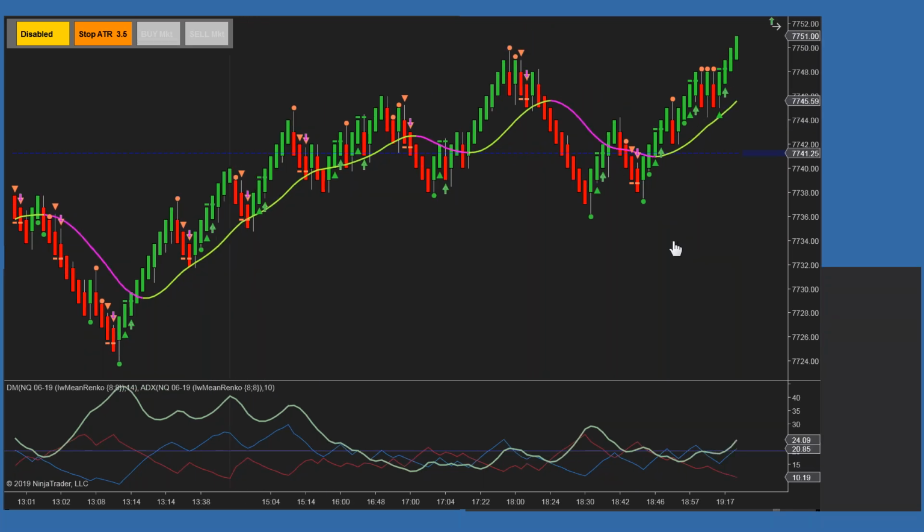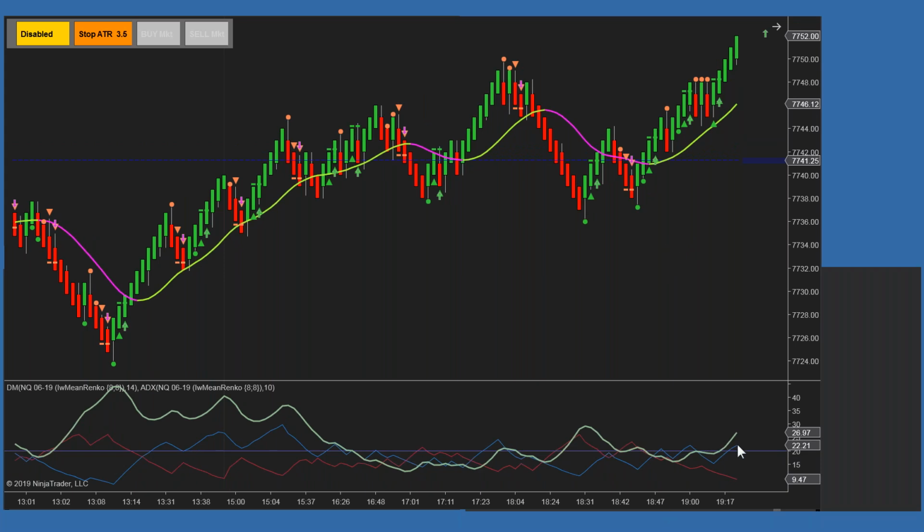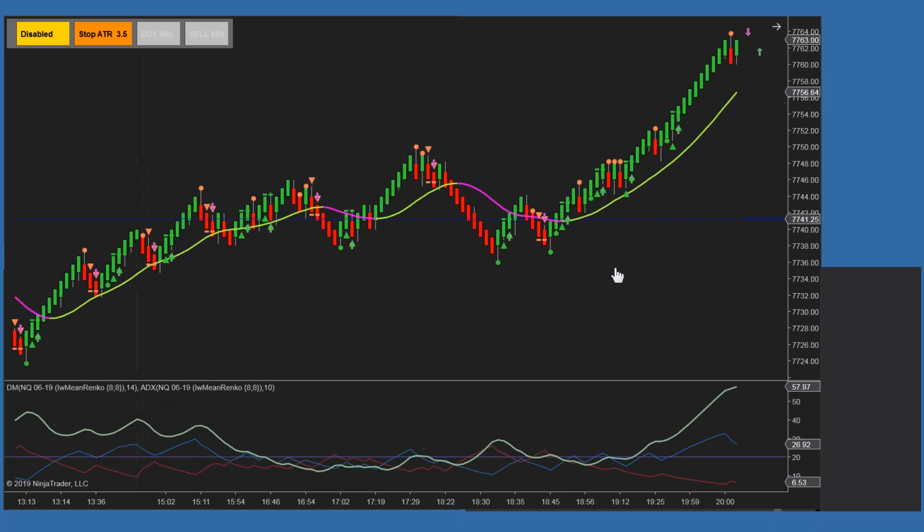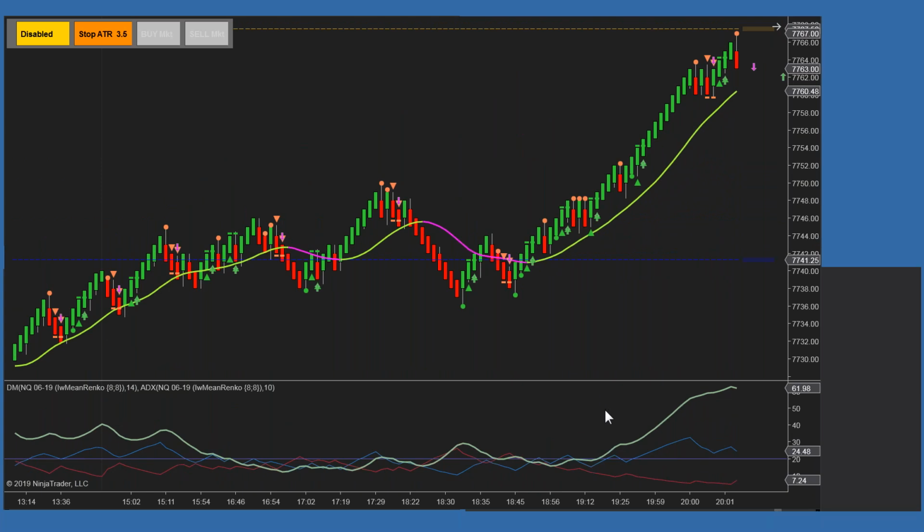Now we got the cross and hold. Okay, and the buyers are becoming a little bit more dominant. We're starting to take out some of these highs. And look at that trend that follows through. So a third thing for you to keep a lookout for.